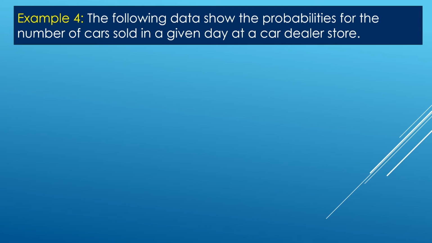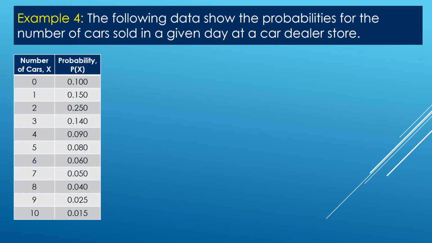The following data show the probabilities for the number of cars sold in a given day at a car dealer store. So, we will represent that. These are the given, the number of cars, the random variable x from 0 to 10. And then beside them are the respective probabilities or the P of x. Okay, then we will find out this one.